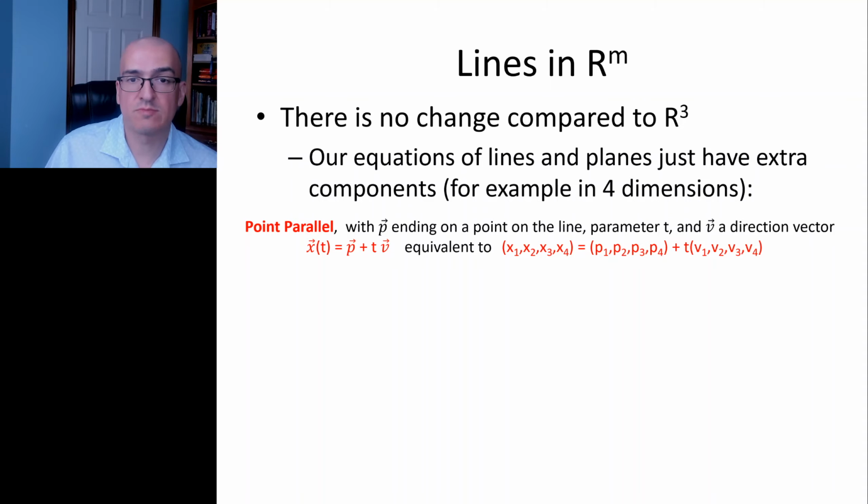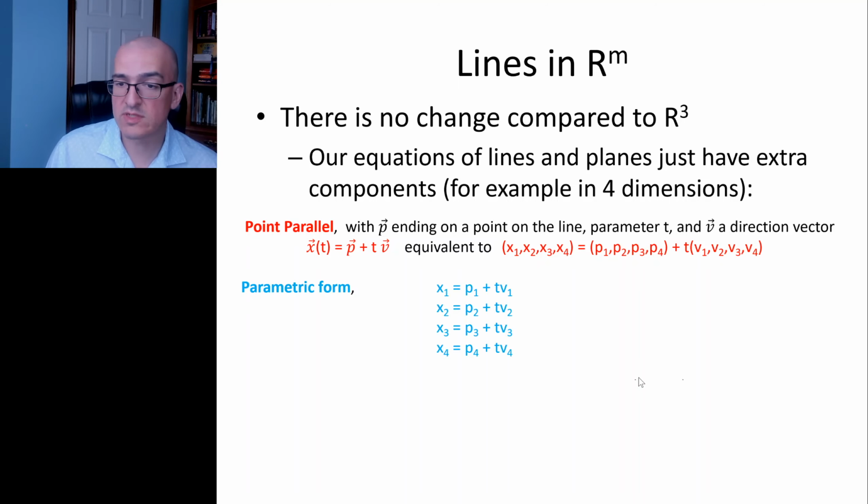If we take this point parallel form and split it into components, that naturally gives us parametric form. This is only showing it in 4D, but if there was 5D, we would have 5 components, 6D, we have 6 components, and so on. So again, the parametric form translates directly in higher dimensions.